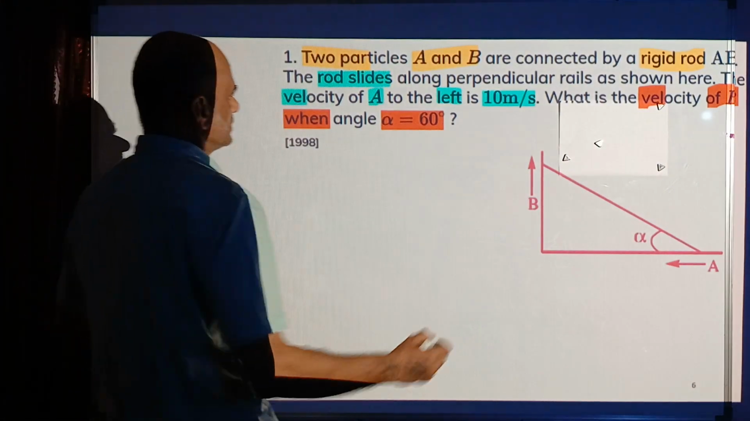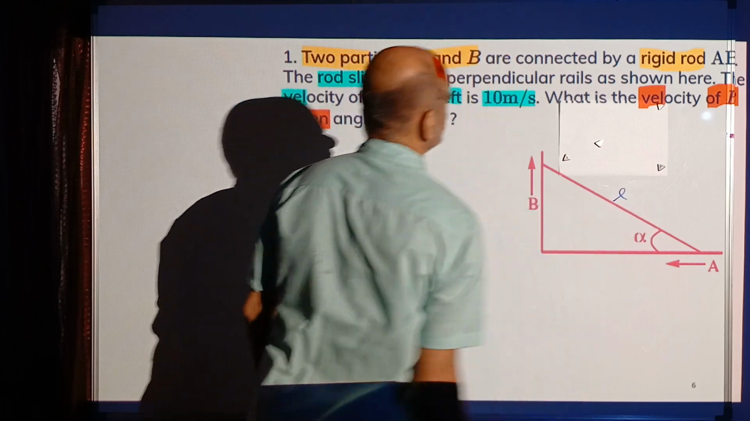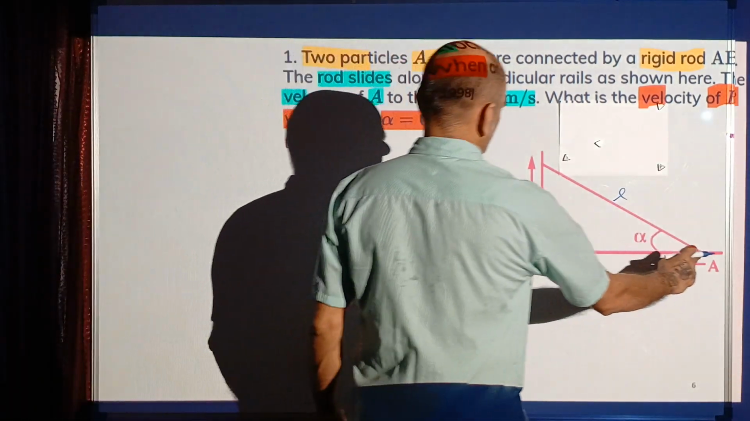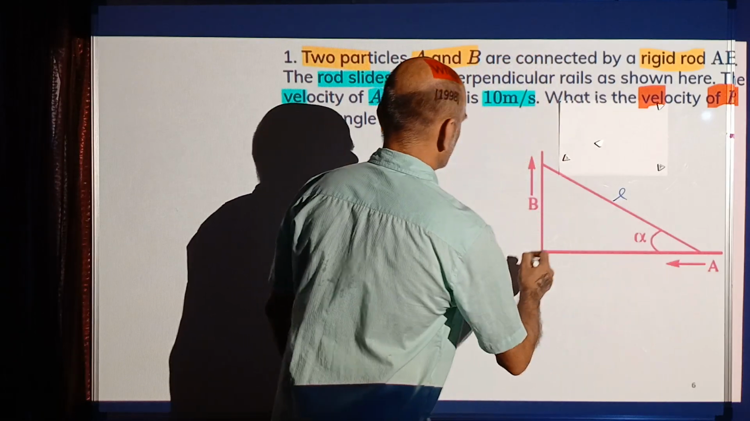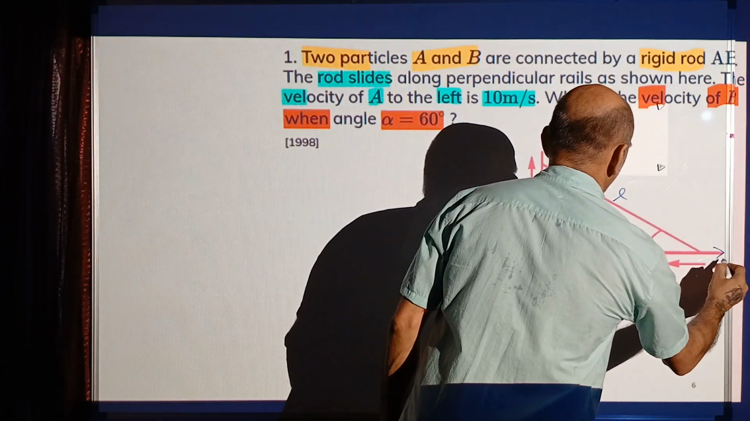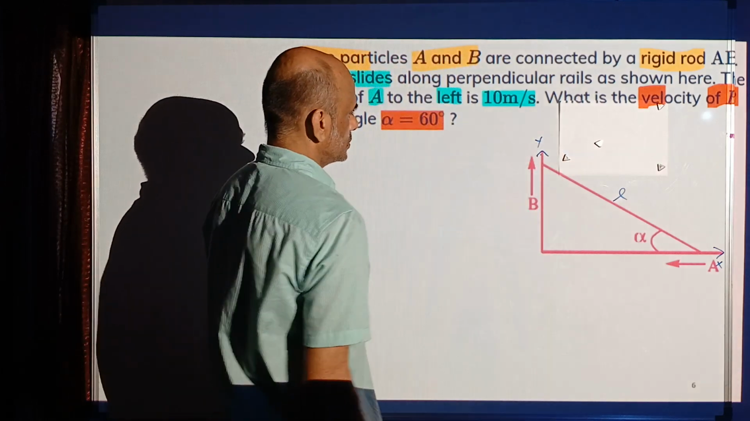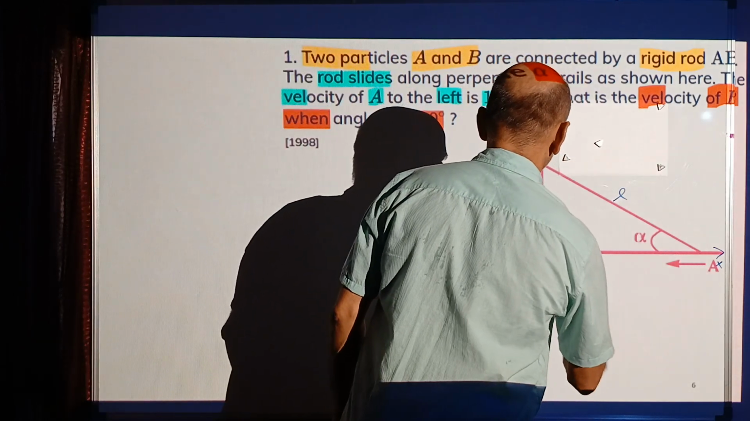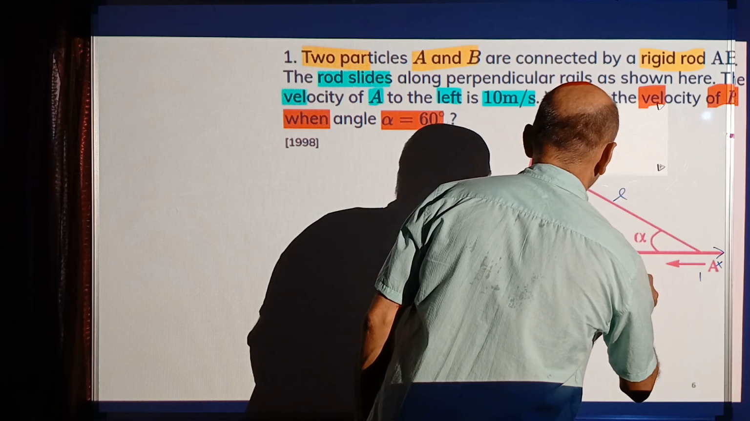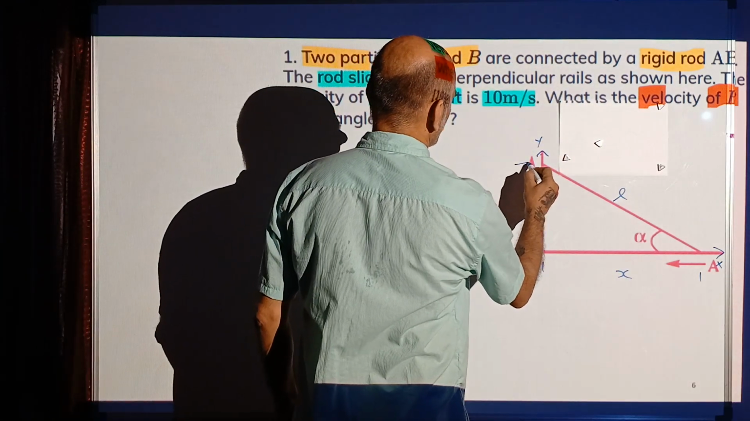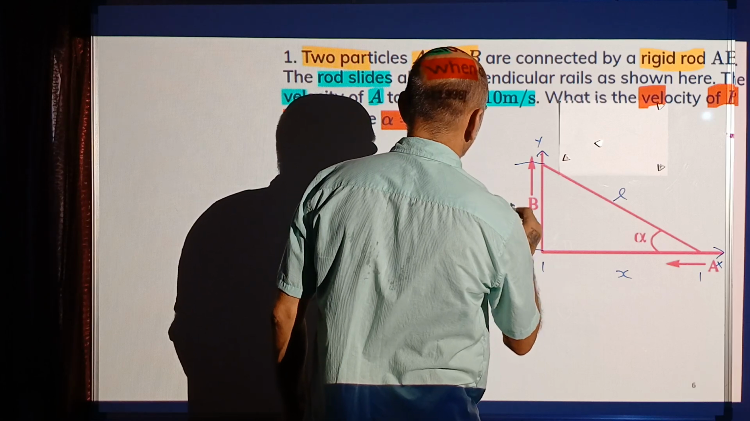The length of the rod, let me call it L, is fixed. It's not going to change. Let this be the x-axis, and let this be the y-axis. So the x-coordinate of the point A is x, and the y-coordinate of point B, let me call it y.